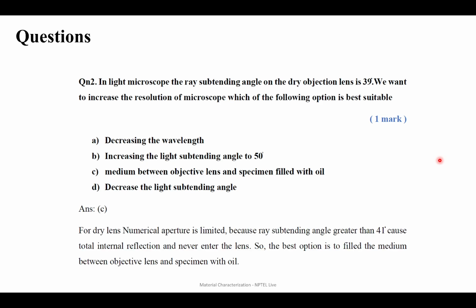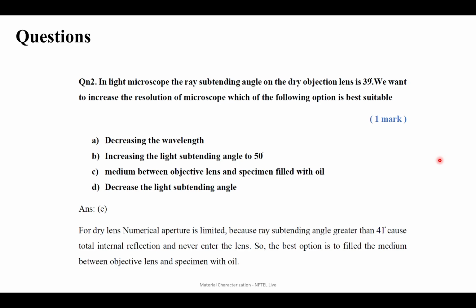That is correct. The answer is C. For a dry lens, numerical aperture is limited because rays subtending an angle greater than 41 degrees cause total internal reflection and never enter the lens. So you are limited by this. You cannot increase the light subtending angle, and decreasing it will reduce your resolution.